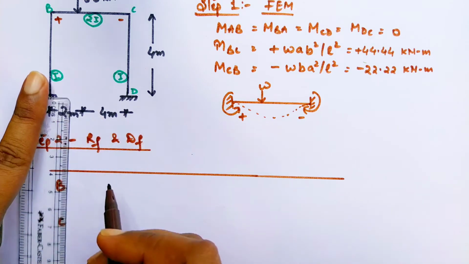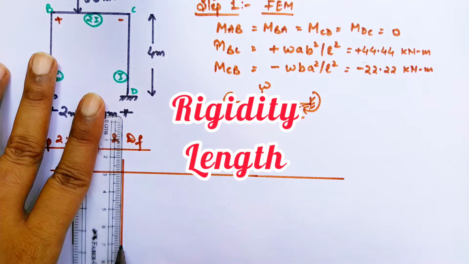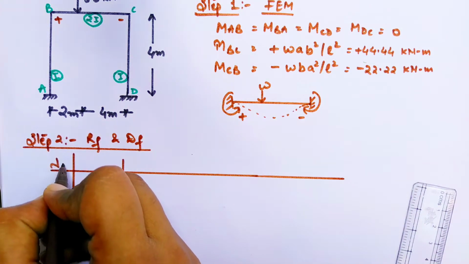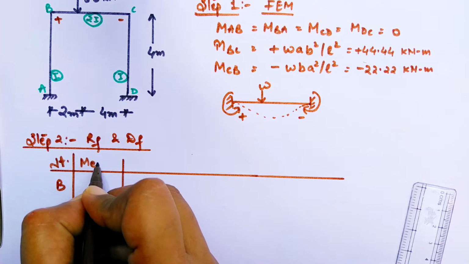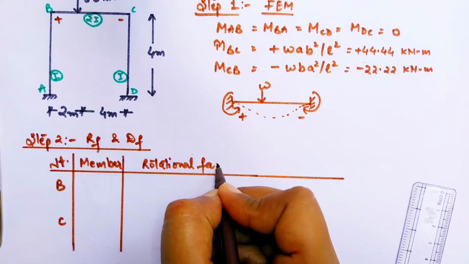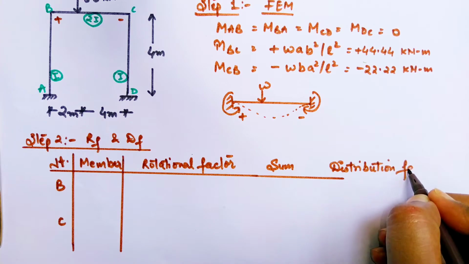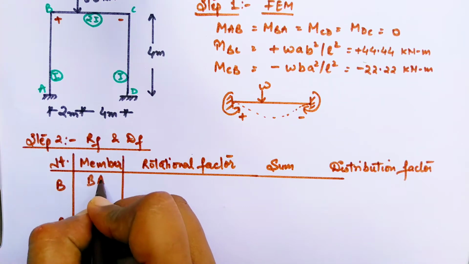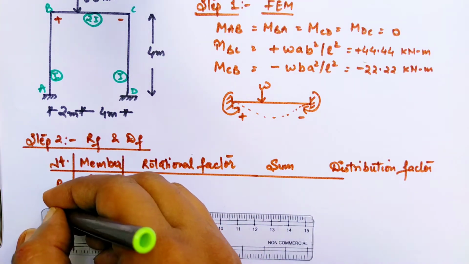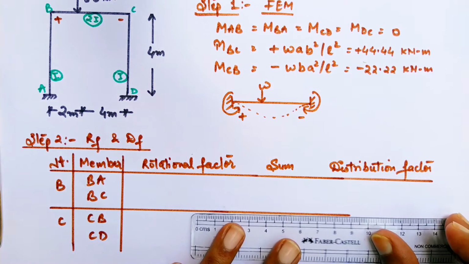And how do we decide that? Distribution factor depends on the rigidity and the length of the member. It is practically dependent on the geometry of the structure or the geometry of the member. For that we have to make a table like this. In this table we have joint, member, rotation factor, sum and distribution factor. First we have to identify our joints. So our joints are B and C. Then we have to identify the connecting members. With B we have BA and BC, with C we have CB and CD.